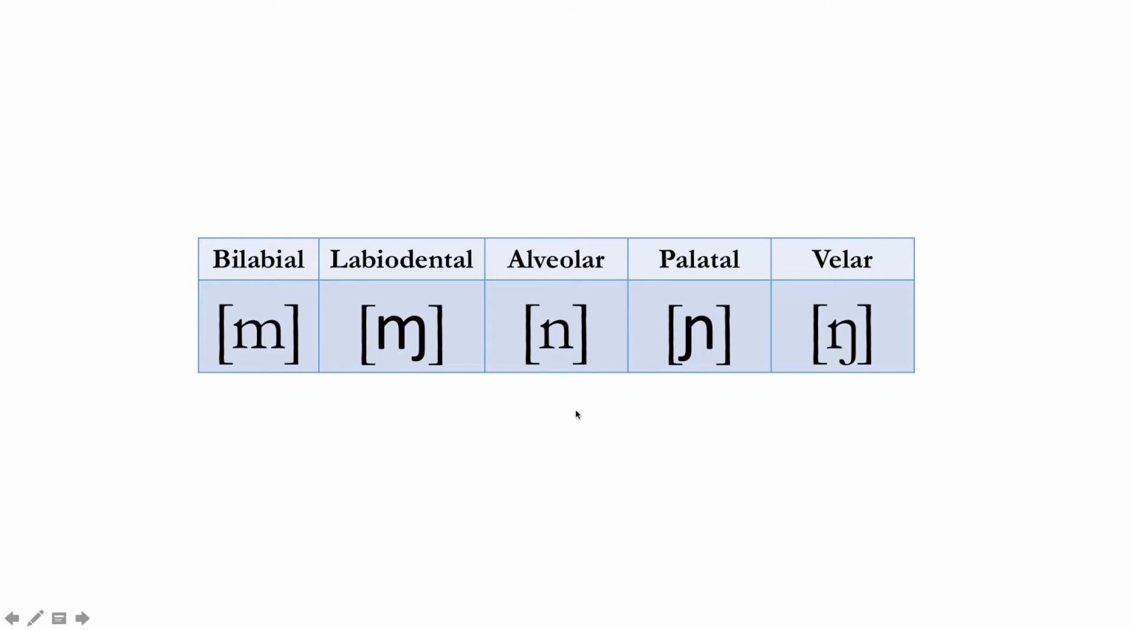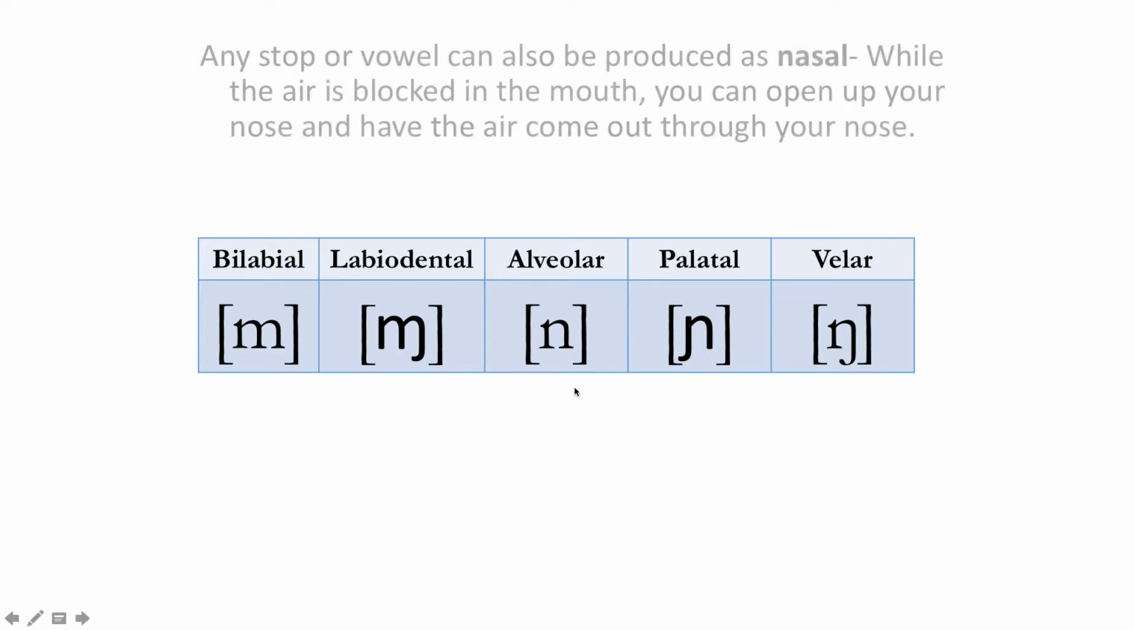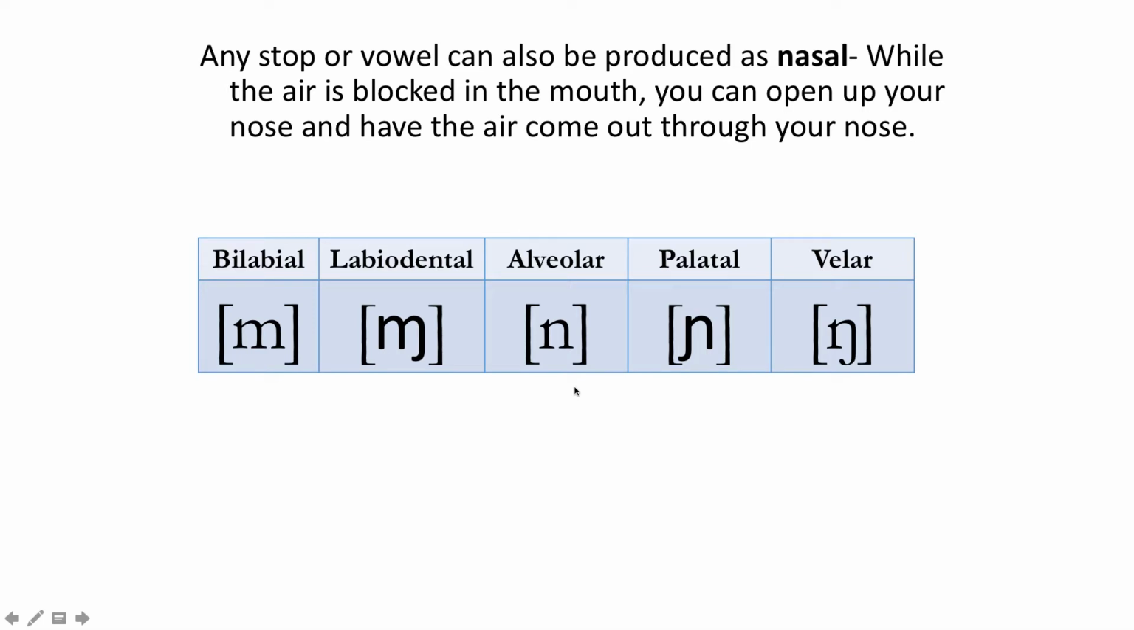Nasal sounds can occur at all different kinds of places as well. This is where the lips are blocked, so no air comes out of your mouth, but the air instead gets opened up and comes out through your nose. These are normally called a stop because your mouth is totally blocked, although you can hold on to these because the air is coming out your nose.